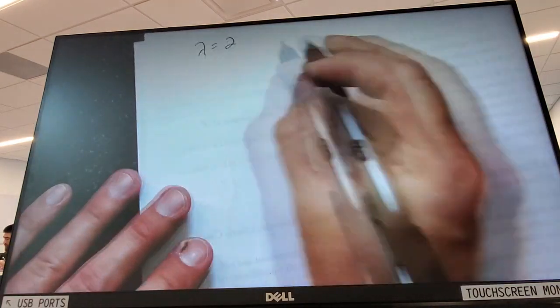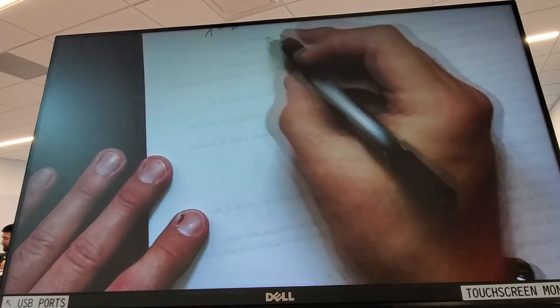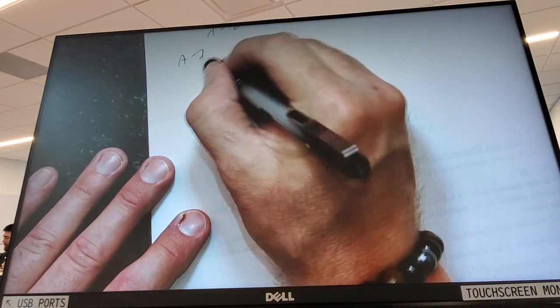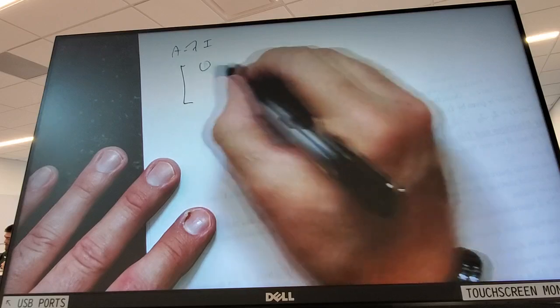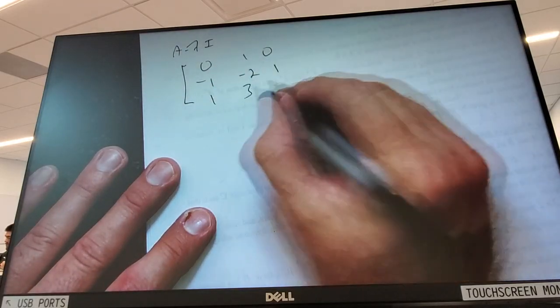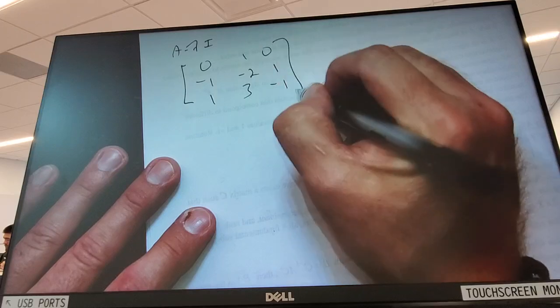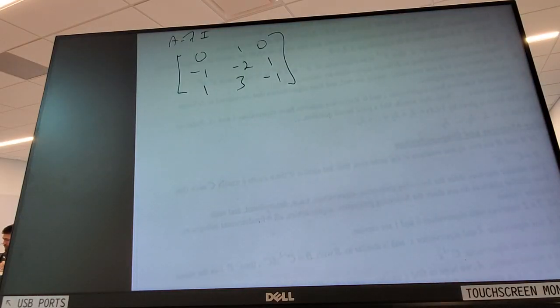So what I mean is, if lambda equals 2, what does the A minus lambda I matrix become? 0, 1, 0, -1, -2, 1, 1, 3, -1. Yeah, is that what you got, past Jeff? Oh, you're looking at the wrong one. I was like, past Jeff really screwed up. Nope, that's the one. Okay, good.